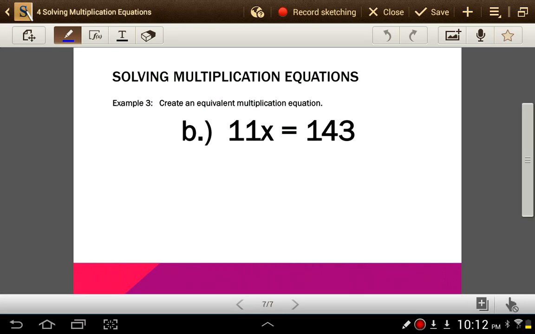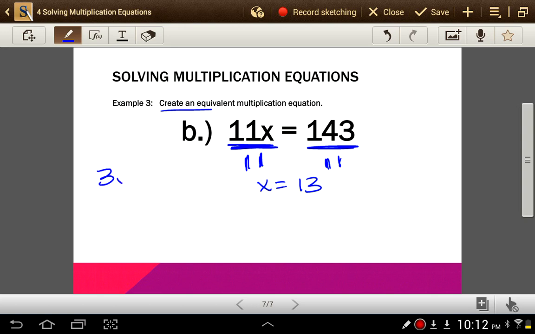Good. Again, we have another one here of creating an equivalent multiplication equation. So I'm going to divide both sides by 11. That's how I'm going to solve it. I get x equals 13. So I'm going to do the same thing. I'm going to give you two examples again of what you can do. So let's say for the first one, you pick any number you want. I like to keep them low so I can do them pretty easily.